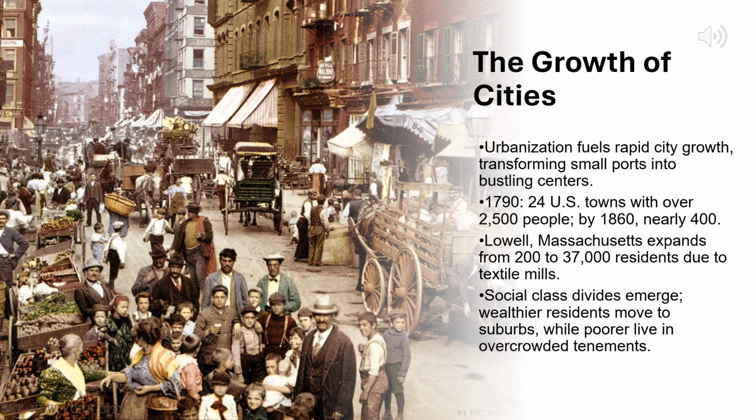The influx of immigrants combined with internal migration fueled the rapid growth of American cities. Urbanization was one of the most significant social changes of the Market Revolution, transforming cities from small ports into bustling centers of commerce, industry, and culture. In 1790, there were only 24 towns in the United States with a population over 2,500 people. By 1860, that number had grown to nearly 400.